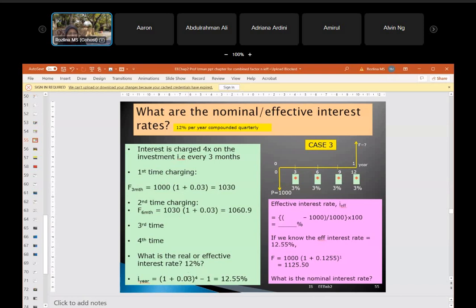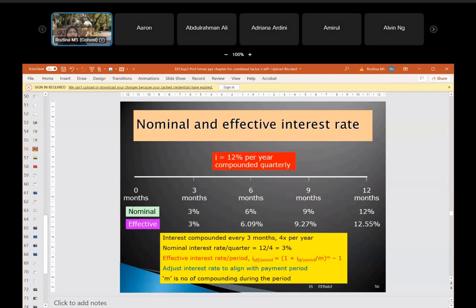But if it is in months, for the 3 months, it is 3%. Then now we can see the difference. If you use nominal, it is very simple here. For the first 3 months, it is 3%. Let's say you still do not pay, so the primary and the percentage here, nominal, just 6%. And for the 9 months, it is 9%, and 12 months is this 12%.